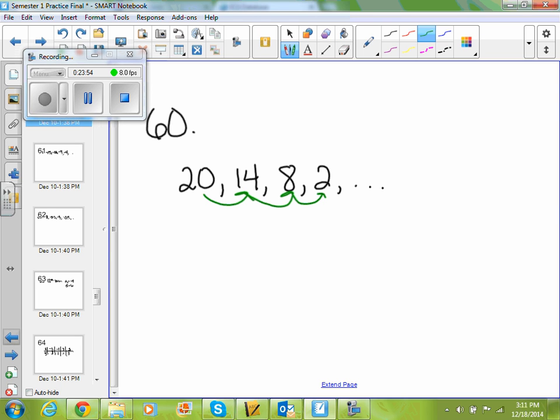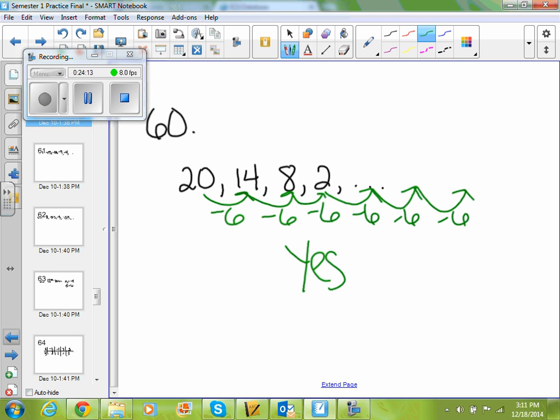So what do I do to get from 20 to 14? Subtract 6. From 14 to 8, subtract 6. Okay, so is this arithmetic? Yes. All these numbers are the same, so yes, it's arithmetic. So then if I keep finding my next 3 terms, 2 minus 6 is negative 4. Negative 4 minus 6 is negative 10, and negative 10 minus 6 is negative 16. Okay, so you should tell me, yes, it's arithmetic. The common difference that you found was minus 6, and your next 3 terms were negative 4, negative 10, and negative 16.